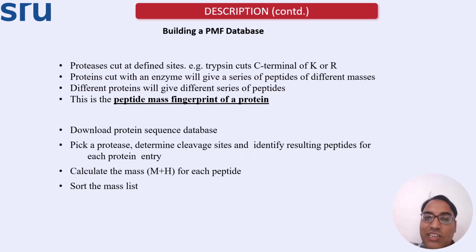So proteases here cut at the defined sites, as we discussed, C terminal of lysine or arginine. So this is termed as peptide mass fingerprint for a protein. We download the protein sequence database, pick a protease, you can choose any protease. Normally trypsin is used. Determine cleavage sites where it will cleave and generate the peptide fragments yourself if you are doing it in the system.